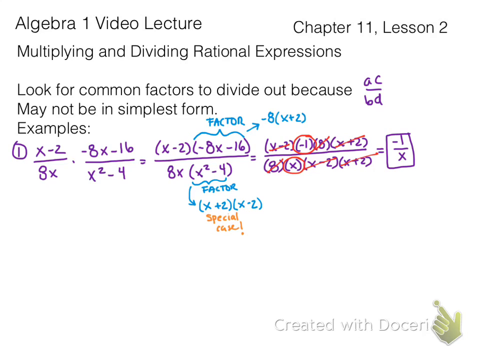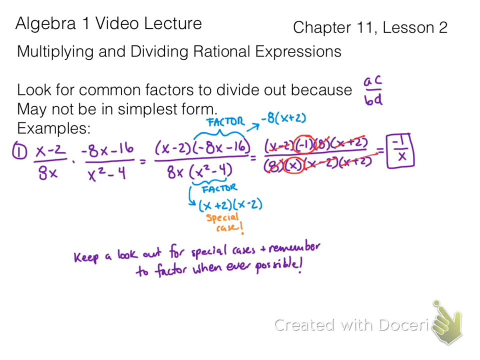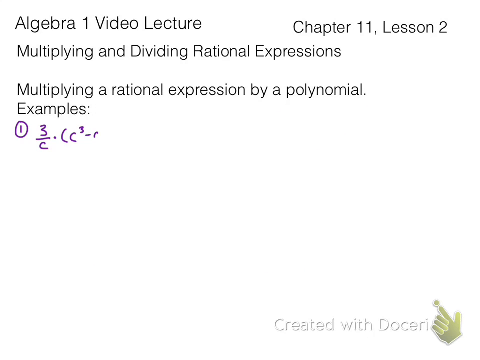Isn't it amazing how simplified math can get? That's why I personally love it, and I hope you will personally love it as well. You can turn some nasty problem like that into something so elegant like negative 1 over x. Anyway, let's move on. So keep a lookout for special cases and remember to factor whenever possible. All right, so let's multiply a rational expression by a rational expression.